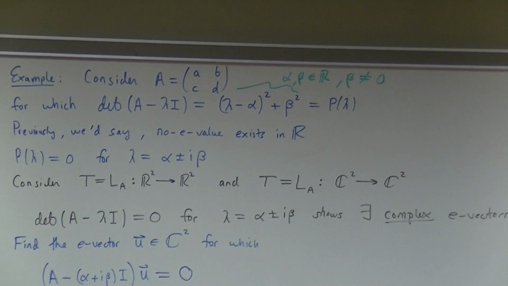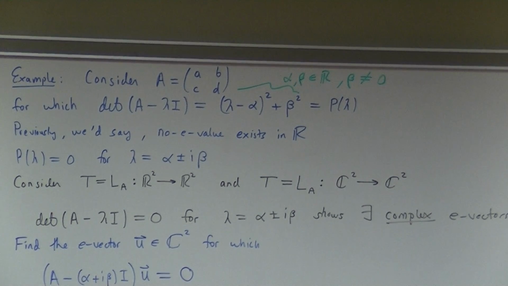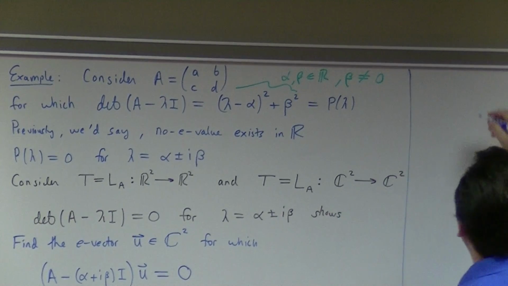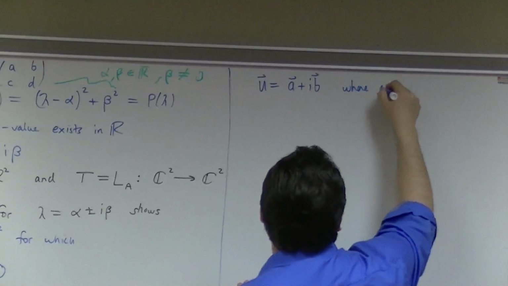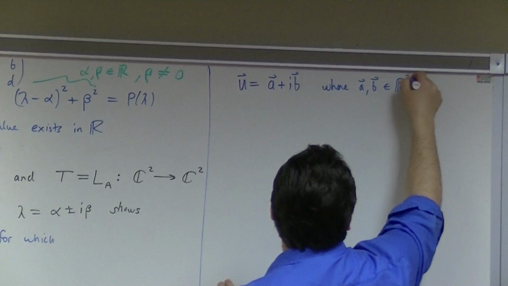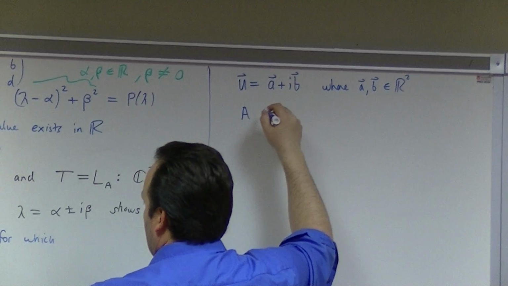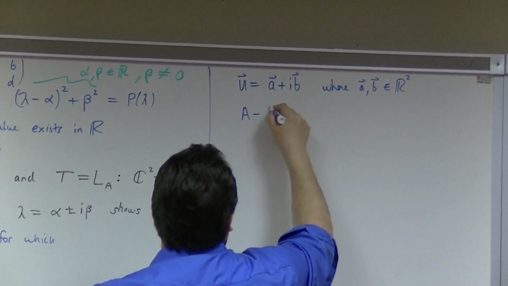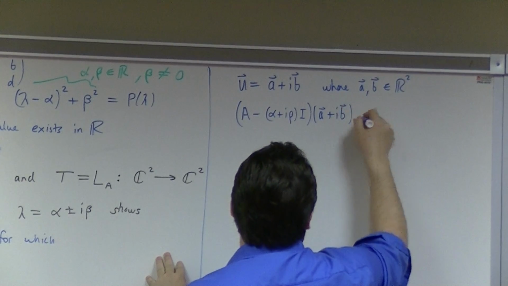Now, that's not entirely productive for what I'm after here today. In order to really see this, I need to write the complex vector as the sum of a real and imaginary component. So the typical notation that's used in this kind of context is something like this: U equals A plus IB, where A vector and B vector are 2 vectors. They're in R2. Right. So then you can multiply out this equation here. You have A minus alpha plus I beta, parentheses, the matrix, times A plus IB vector equals 0.